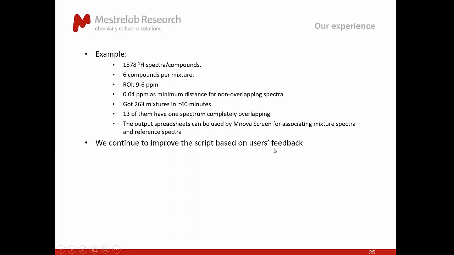From our experience, for example, we tried a library of 1,500 compounds with proton spectra. We allowed 6 compounds per mixture, only looking at the aromatic regions, with a minimum distance between the peaks. We got 63 mixtures in about 40 minutes, and only 13 of them have one spectrum completely overlapping. This is a little bit of a problem. We're still looking into it, but I think this is quite good.